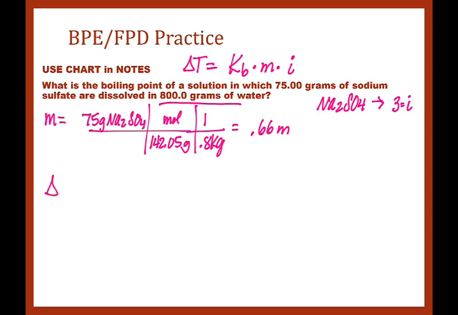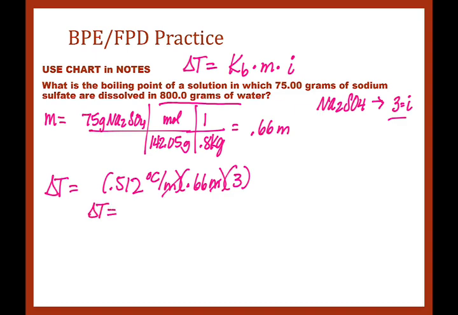So then I'm going to calculate delta T now. I'm going to say 0.512, and notice the units are degrees C over molality. I'm going to plug in my molality, and I'm going to go back to that 3 and say that I have 3 particles. So my molality is going to cancel out, and that's going to give me a delta T of 1.01 degrees Celsius.